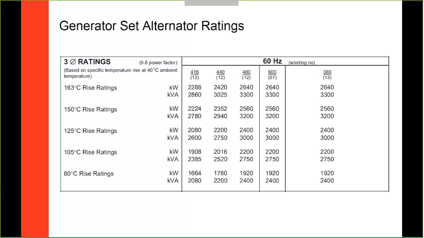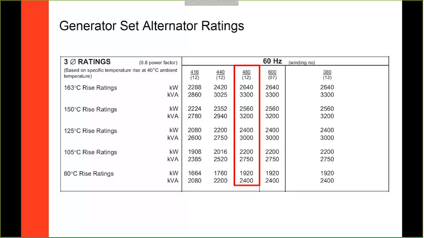So this is a snapshot of an alternator data sheet, and we're going to focus primarily on the 480 volt section here just for this example. And so what you're seeing is at 480 volt, this alternator actually has 5 different ratings: 163, 150, 125, 105, and 80 degree C temperature rise ratings. And what you're probably noticing is down at the bottom there, at 80 degrees C, it's rated for only 1,920 kilowatts.